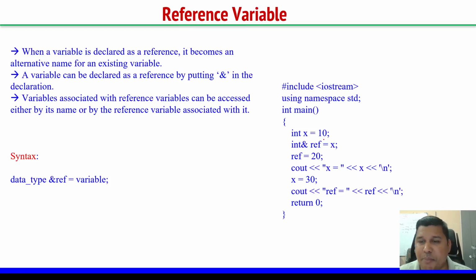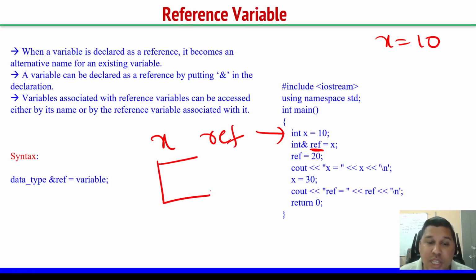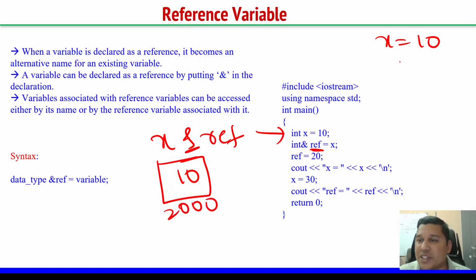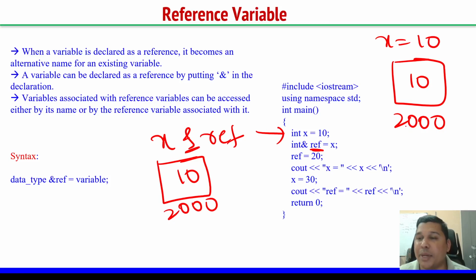Let's just see this example. I have x equal to 10 with me, this one x equal to 10. Then I am creating a reference variable for x, ref. It means both x and reference are pointing to the same memory location. Both are pointing to the same memory location. It means the address is 2000, for example. When x is 10, it is stored like this in memory, and the address let it be 2000.